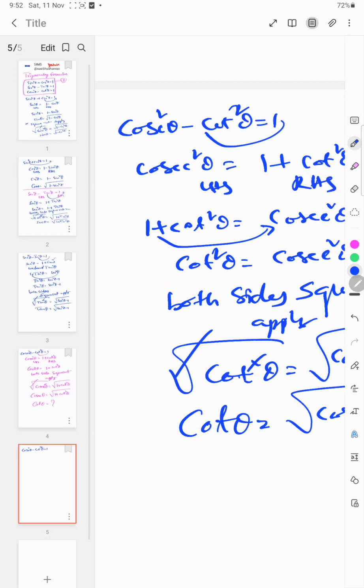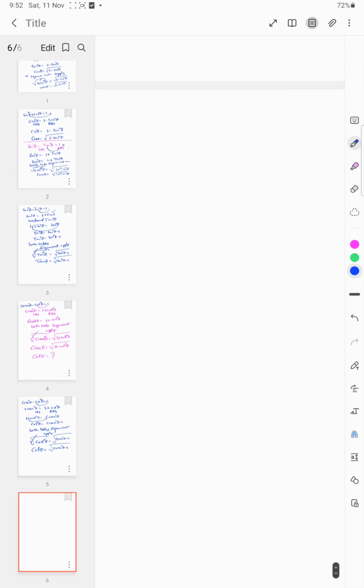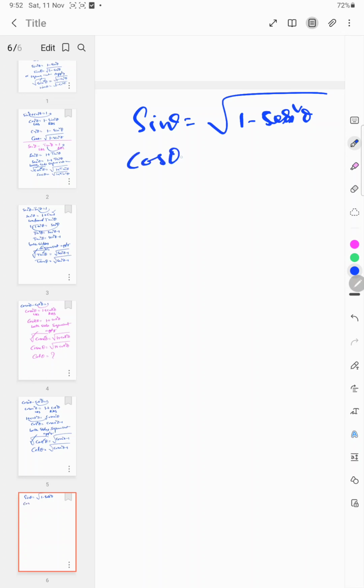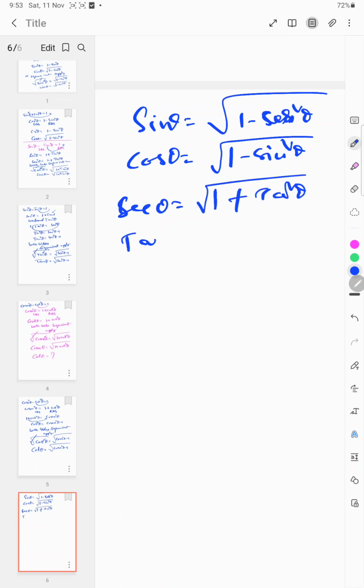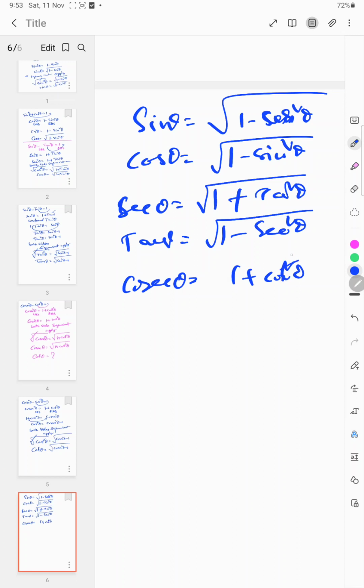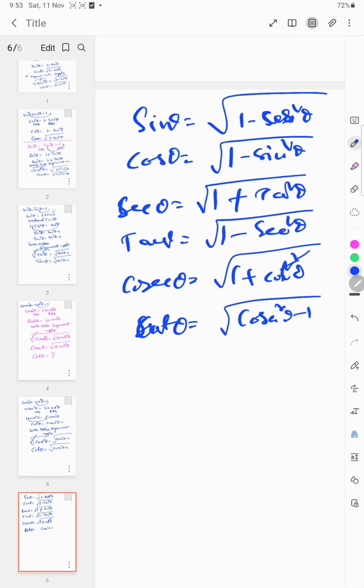So, we found sin theta already, is equal to root over 1 minus cos² theta, and cos theta is equal to root over 1 minus sin² theta, and sec theta is equal to root over 1 plus tan² theta, and tan theta is equal to root over sec² theta minus 1, and cosec theta is equal to square root of 1 plus cot² theta, and cot theta is equal to root over cosec² theta minus 1.